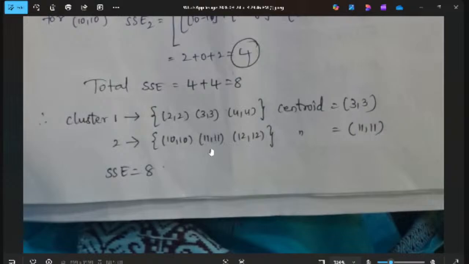Therefore, cluster 1 equals (2, 2), (3, 3), (4, 4). Centroid equals (3, 3).